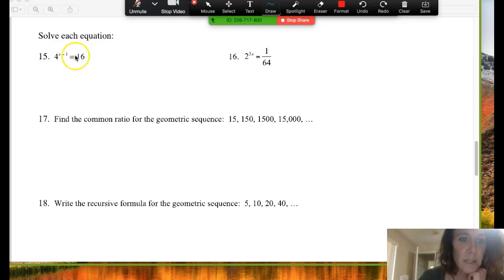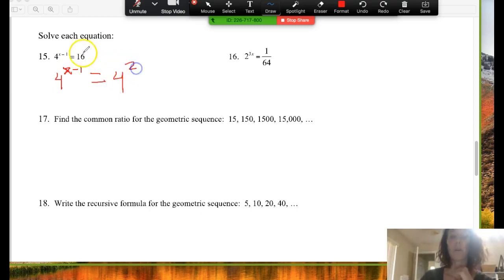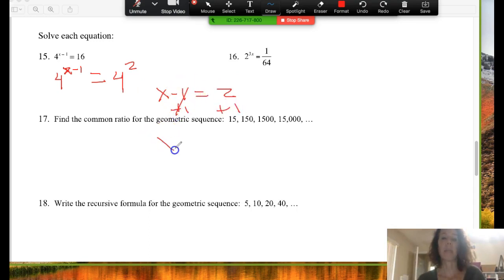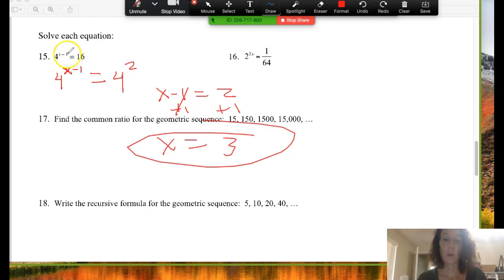If we can get these to be the same base, then their exponents will be equal to each other, and I can solve for x up here in the exponent. So if this is a base of 4, and it's to the x minus 1 power, okay, I know I can get 16 to be a base of 4, because 16 is actually 4 squared, or 4 times 4. So I'm going to write 16 as 4 squared. Now they have the same base, so their exponents I can set equal to each other. So now I can say, well, x minus 1 equals 2. Solve for x. Add 1 to both sides, and x is going to equal 3. So here I have my solution, x equals 3.